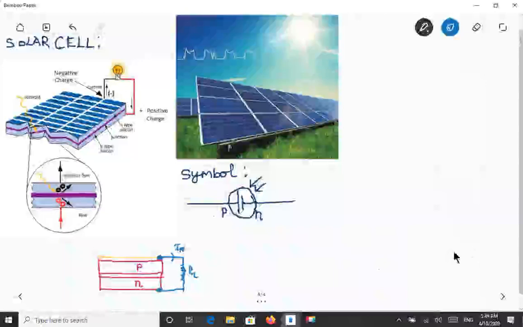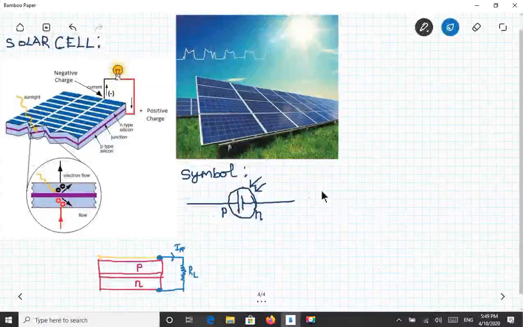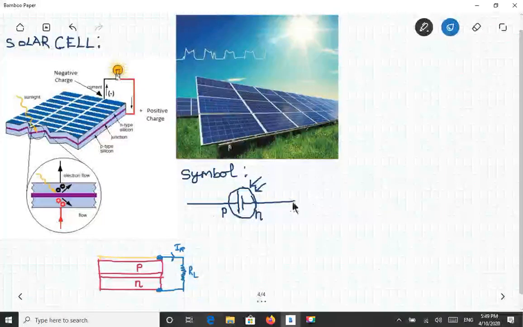Hello everyone. Next topic we are going to see is the solar cell, which is the same thing like the photodiode what we saw before. The only difference is that a solar cell will have a bigger surface, whereas the photodiode will have only a small surface.